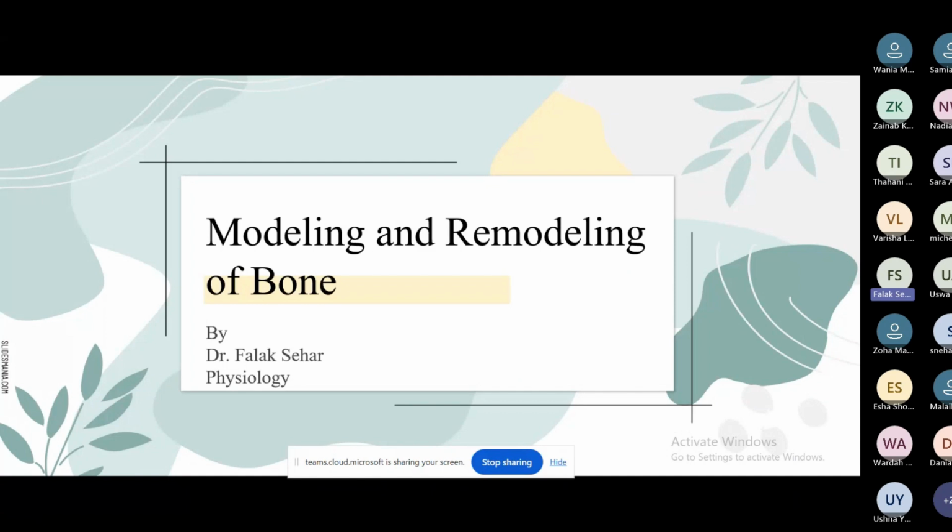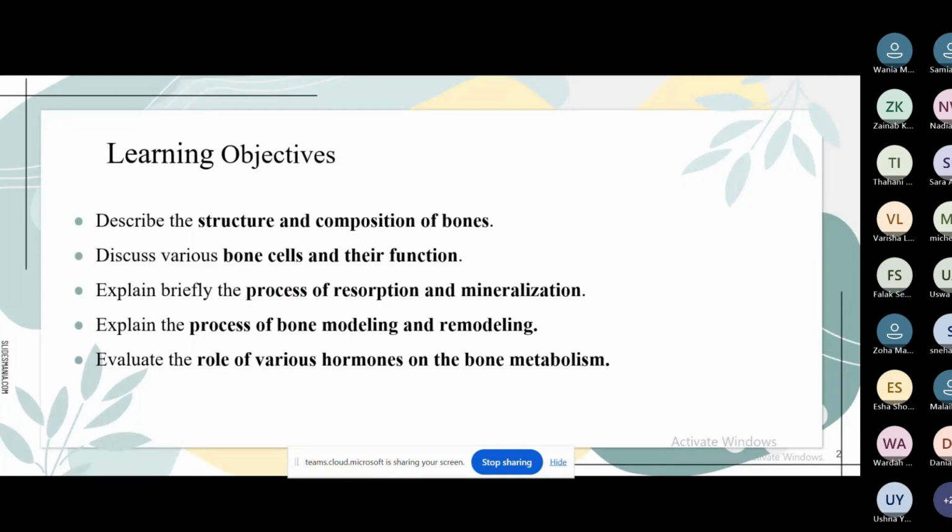So coming to the learning outcomes, at the end of this lecture, you all should be able to describe the structure and composition of bone. You should be able to discuss various bone cells and their functions. You should be able to briefly explain the process of resorption and mineralization. You should be able to explain the process of bone modeling and remodeling and evaluate the role of various hormones on bone modeling and remodeling.